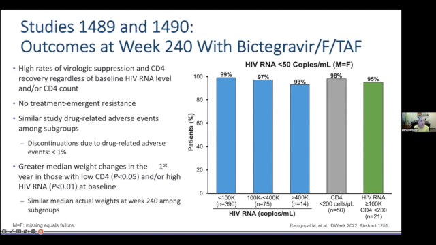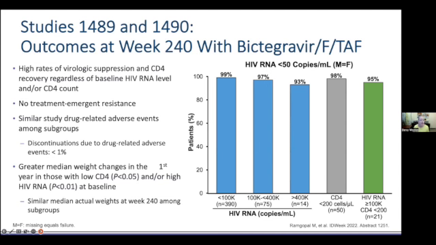Other good outcomes from the study: no treatment-emergent resistance, and adverse events were very low and often mild. There was more weight gain in patients who had a low CD4 cell count initially or a high HIV viral load at baseline. I don't think this is surprising to anybody. This has been well documented in other studies, and suggests that at least some of that weight gain within the first year represents a return to health phenomenon. But we know, of course, that there's additional weight gain associated particularly with our second generation INSTIs as well as TAF compared to TDF.